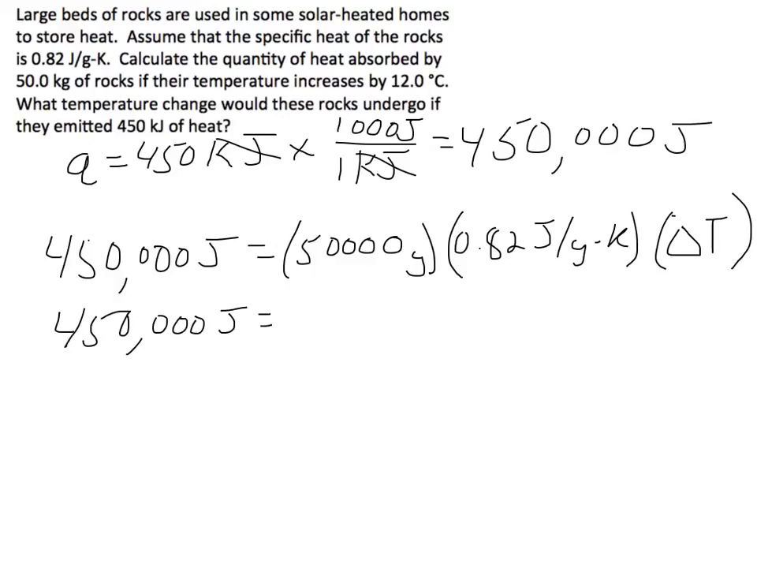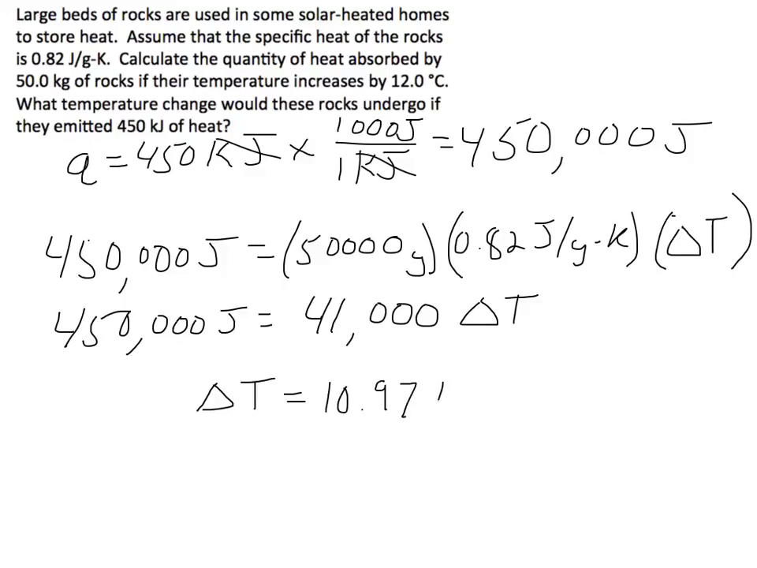If you solve this out, you basically get 450,000 joules is equal to 41,000 times delta T. Then if we divide both sides by 41,000, we get that delta T is equal to 10.97 Kelvin. So basically this is equal to 11 Kelvin. The decrease is because the rocks have given off heat, so it's decreasing by 11 Kelvin.